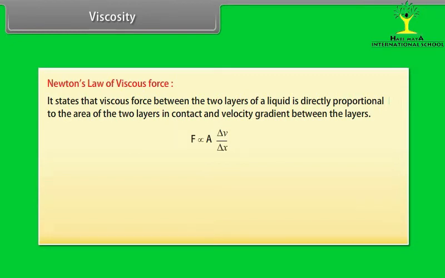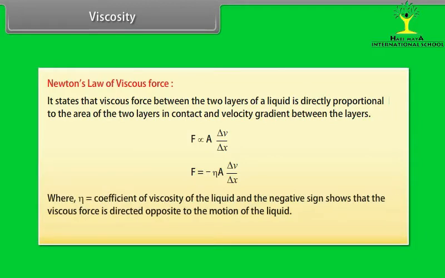This equation can be written as F = −ηA Δv/Δx, where η is the coefficient of viscosity of the liquid, and the negative sign shows that the viscous force is directed opposite to the motion of the liquid. Its dimensional formula is ML^−1T^−1.